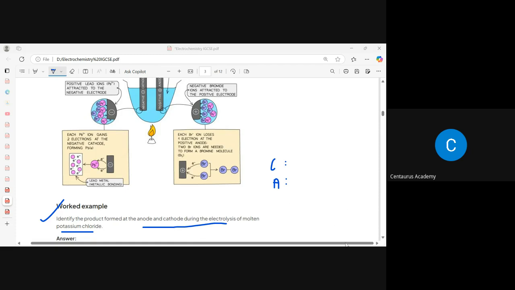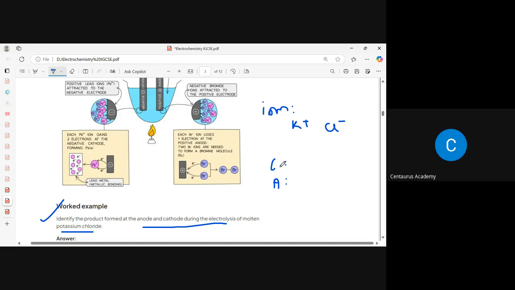Yes, Zoya. At the cathode, we will get potassium, and at the anode, we'll get the chlorine gas. Chlorine. Yes, that's right. What ions do we have within the electrolyte? Which ions are present within the electrolyte? Potassium and chloride ions. Yes, potassium ions and chloride ions are present only. Okay. So what is going to happen?